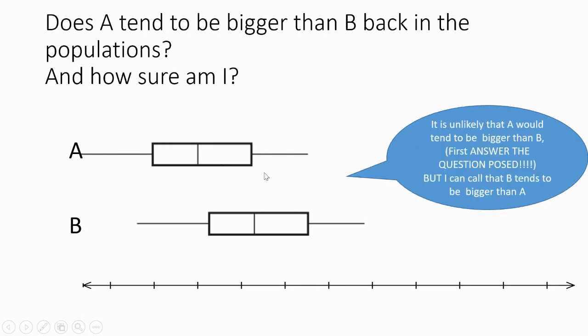And the same thing goes like that. Does A tend to be bigger? Obviously A tends to be smaller, but you need to say first, A does not tend to be bigger back in the population. A looks like it's probably going to be smaller. Okay? And do the same thing.